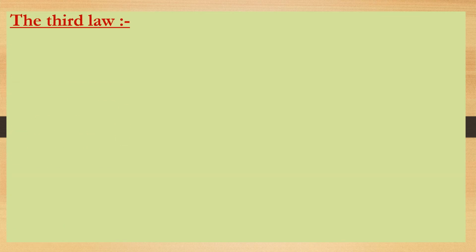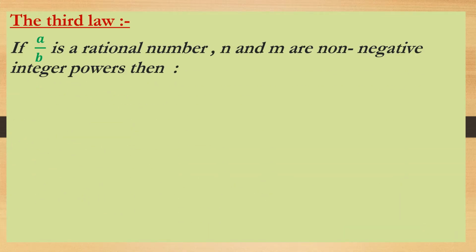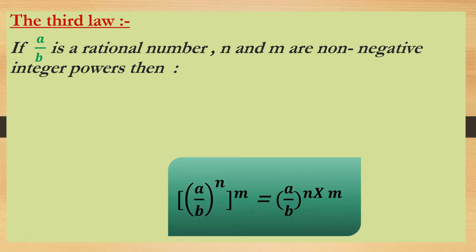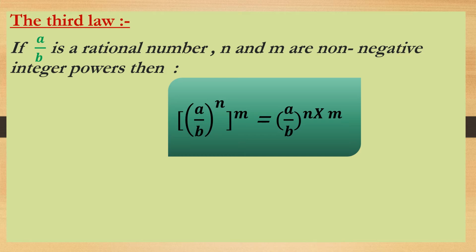The third law of our lesson today: if a over b is a rational number, and n and m are non-negative integer powers, then we can say that (a over b) power n, all power m, means that we have (a over b) power n times m. Okay, we multiply the powers here in this case.